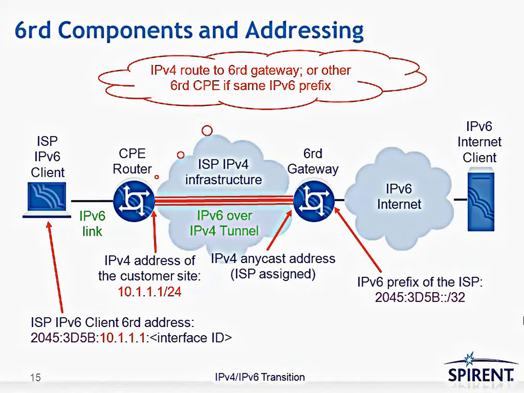Then the CPE router can make a simple decision. Does it use an IPv4 route to the 6RD gateway, which is the case when the ISP's IPv6 client wants to communicate with an IPv6 internet client, or if it's just another client within the ISP's routing domain, it can use a tunnel to another 6RD CPE.